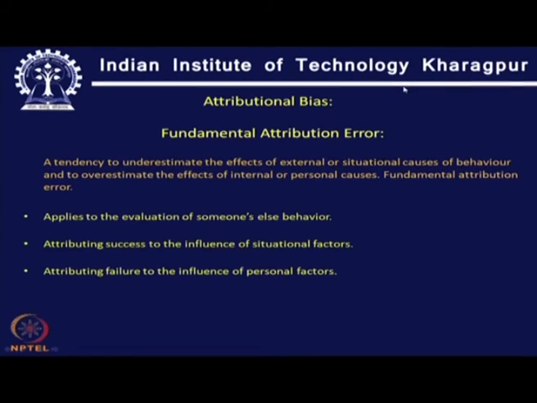The attribution error that is present is called the fundamental attribution error. It is a tendency of people to underestimate the effect of external or situational causes of behavior, and to overestimate the effects of internal or personal causes. The fundamental attribution error applies to the evaluation of someone else's behavior. If someone else is successful, we attribute their success to the influence of external effects, but if they fail, we say it is due to the person's own personal characteristics.